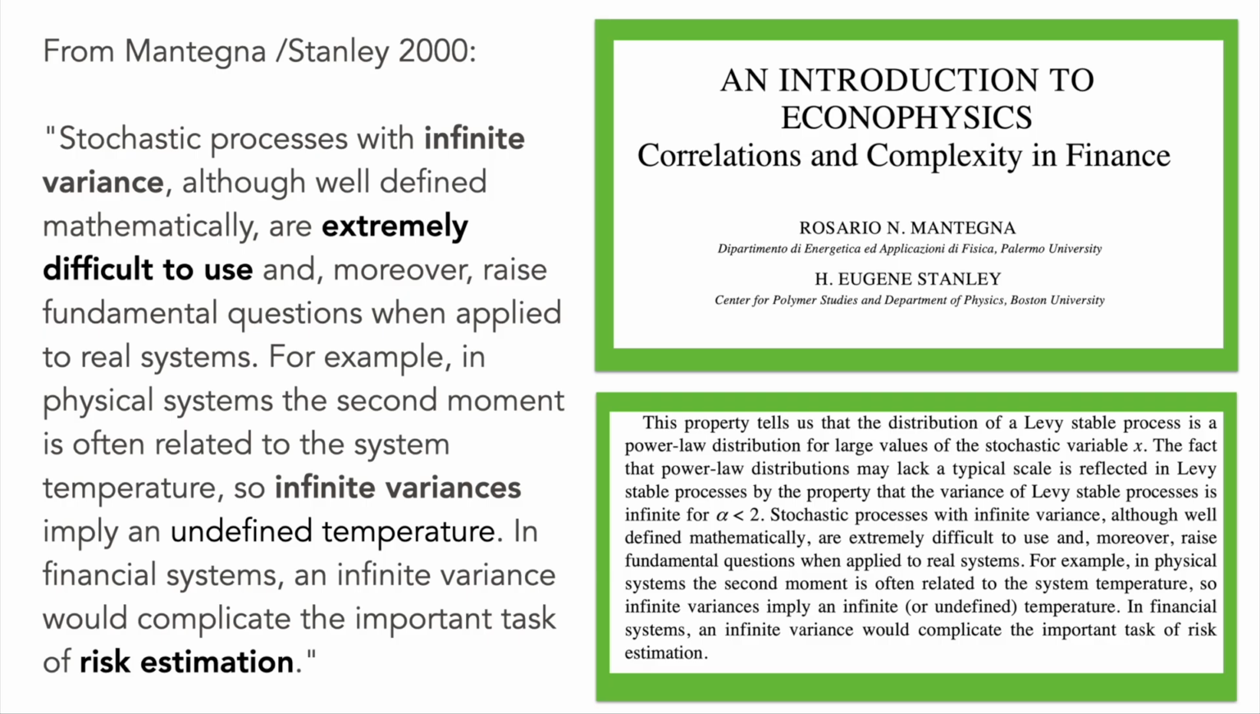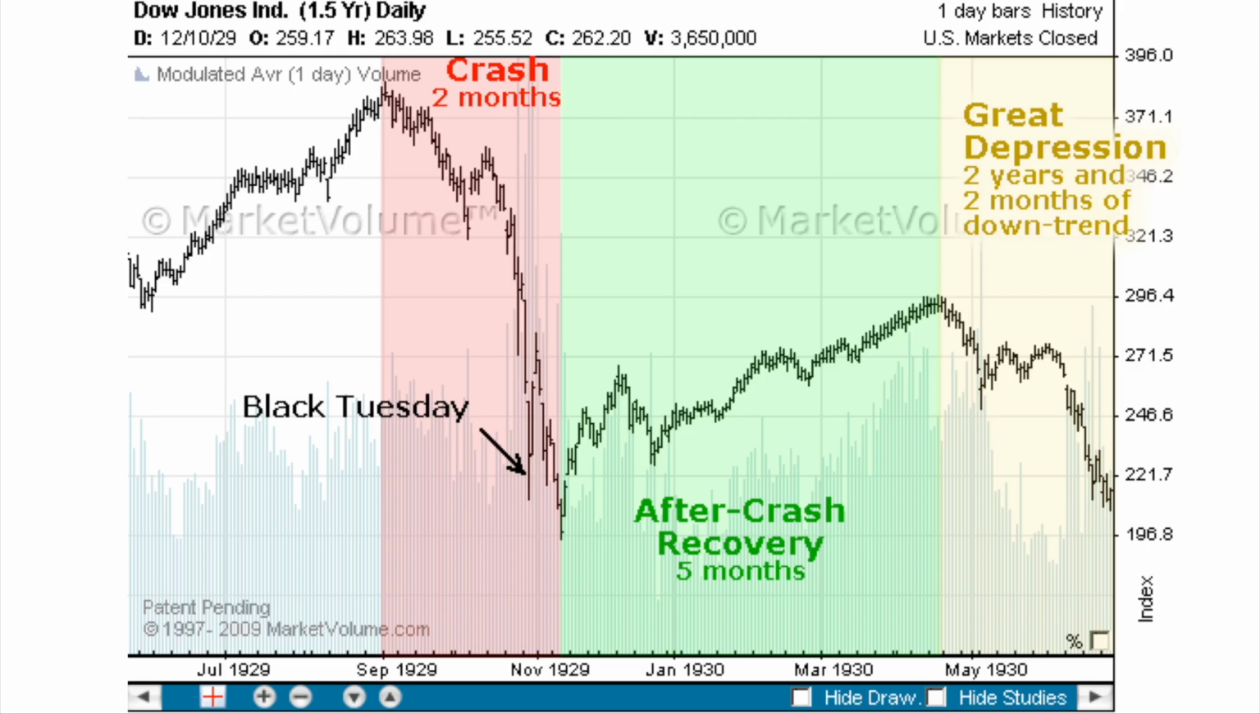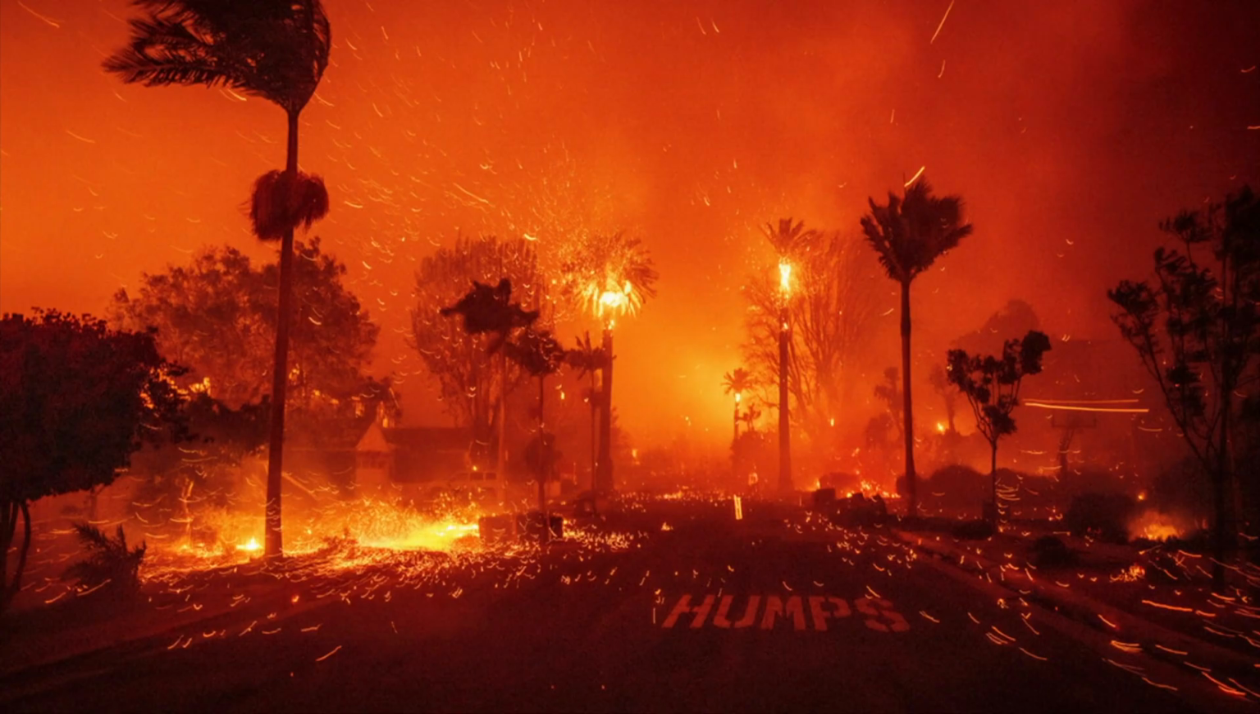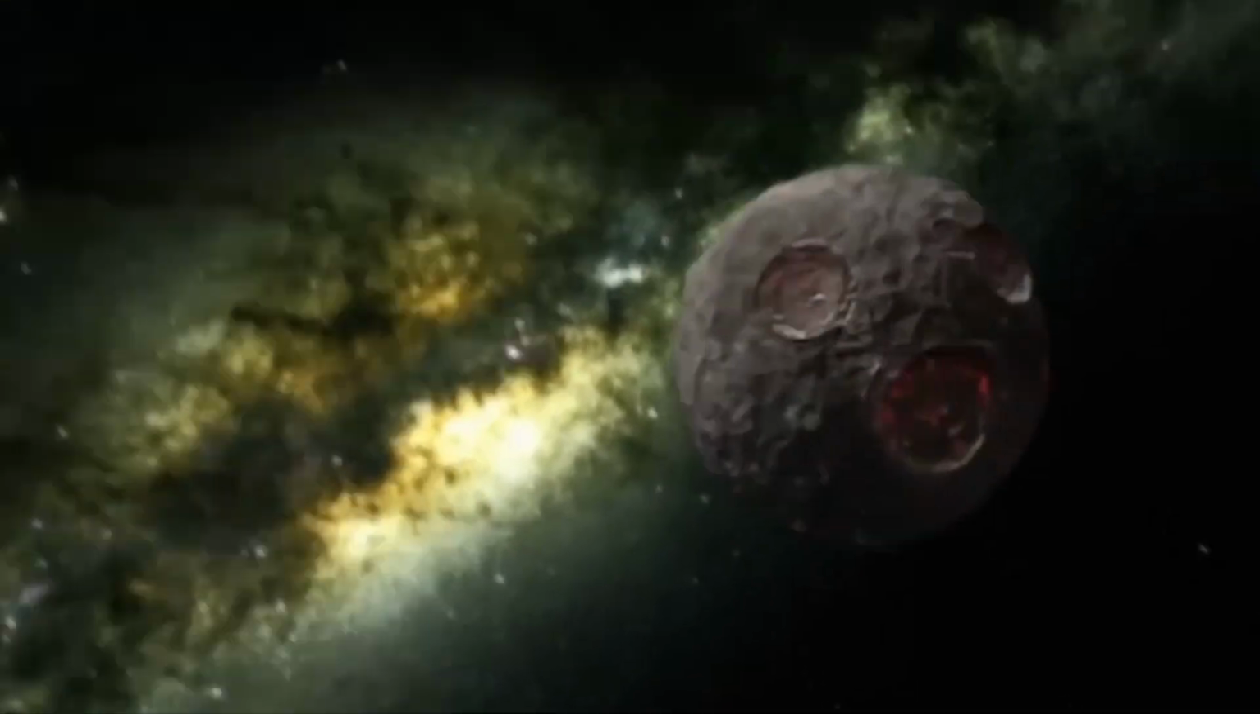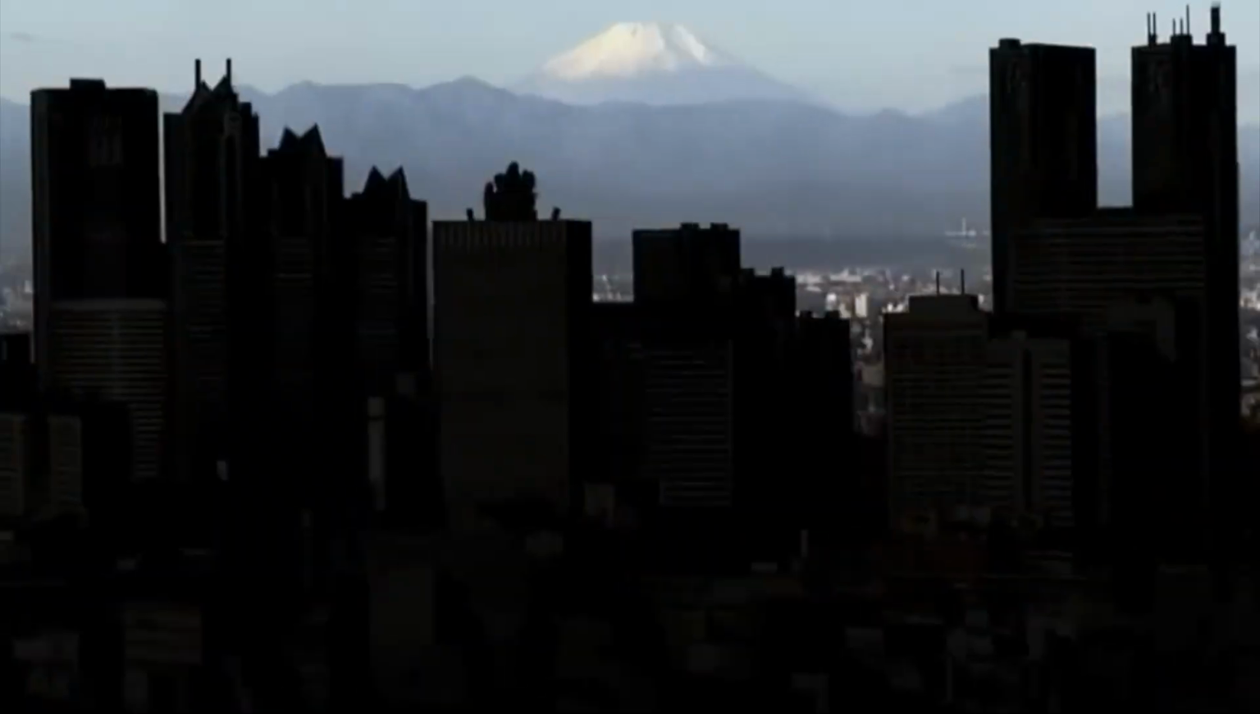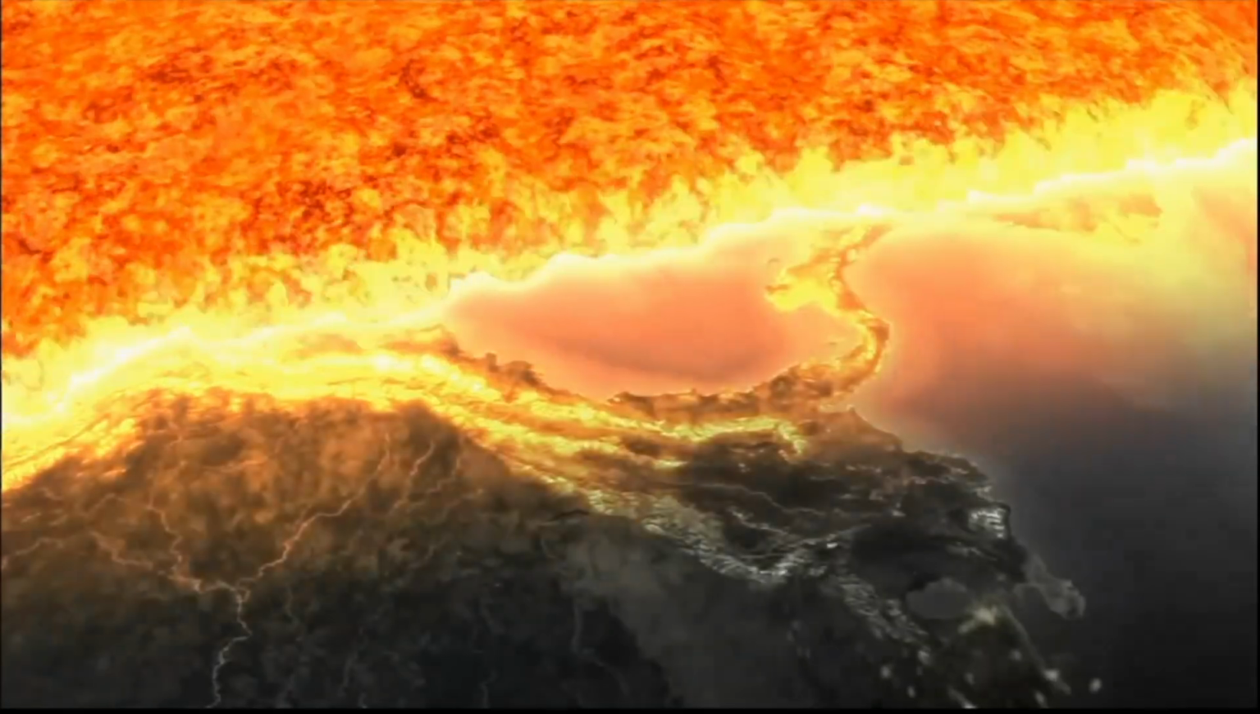Mantegna and Stanley state in their book on econophysics that infinite variance is difficult to use, but that it is important, like in the risk estimation of financial systems. We see that illustrated here with a famous graph of the Dow Jones. Almost 100 years ago, changes can be rapid, faster than what you see in a usual random walk. Also, catastrophic events like wildfire or asteroid impacts can change the development of events drastically or catastrophically.